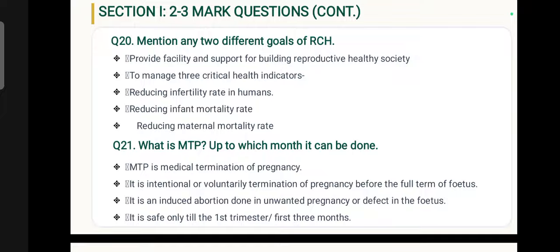What is MTP? Up to which month can it be done? MTP is medical termination of pregnancy. It is intentional or voluntary termination of pregnancy before the full term. It is an induced abortion done in unwanted pregnancy or defect in the fetus. It is safe only till the first trimester, or first 3 months of pregnancy.